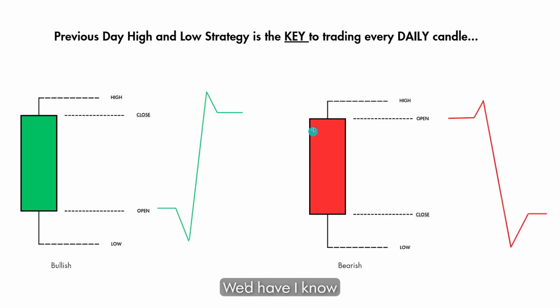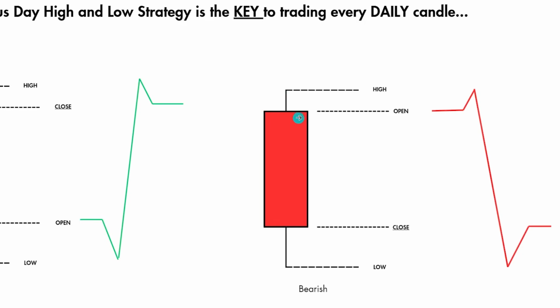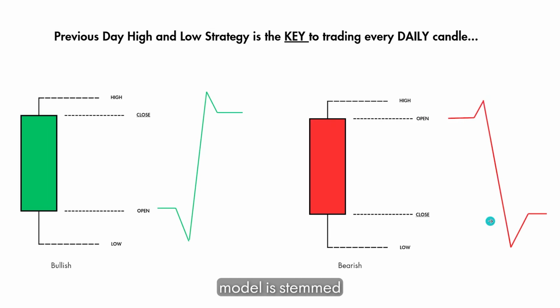For a bearish day, we'd have our high, low, the opening being closer to the high, and then the close being closer to the low point. And on the lower time frame, what you want to see is your accumulation, manipulation, and distribution. Our entire AMD model is stemmed on this one daily candle, okay?